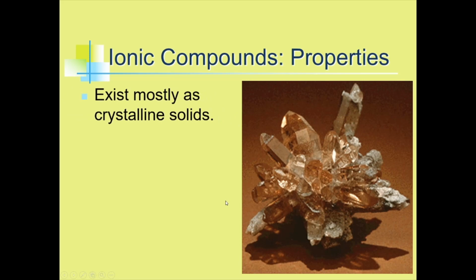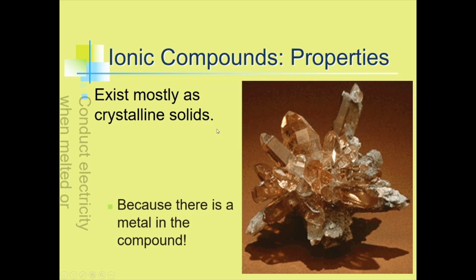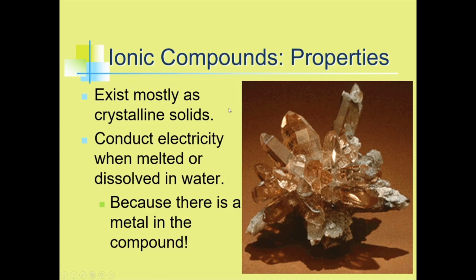Ionic compounds, some properties of them, they are going to exist mostly as crystalline solids. So if you've ever taken a look closely at salt, maybe, it does exist as a crystal. And a lot of these ionic compounds are going to form these crystalline shapes. They do conduct electricity when melted or when they are dissolved in water, and the reason for that is because there is a metal in the compound. So in the compound sodium chloride, with salt, sodium is the metal and sodium does conduct electricity. So if you take salt and dissolve it in water, that water now has a metal dissolved in it, and so the water is now going to be able to conduct electricity as well.